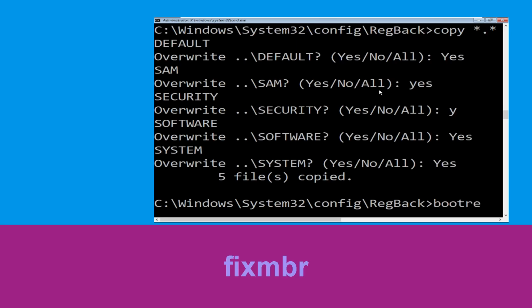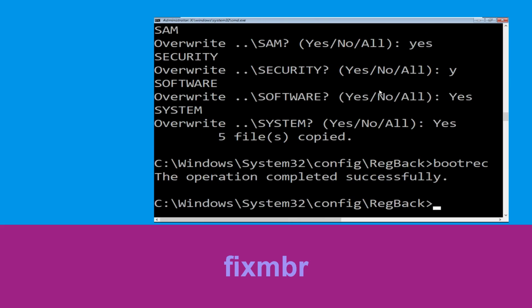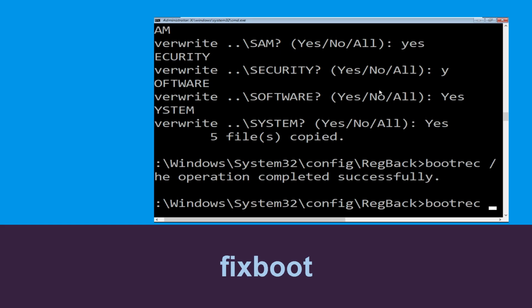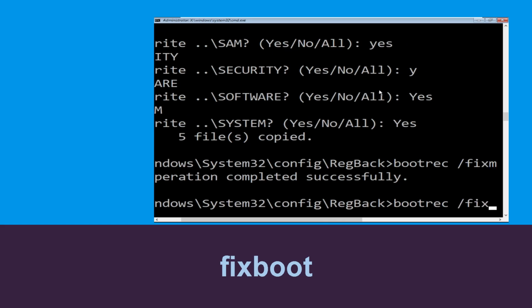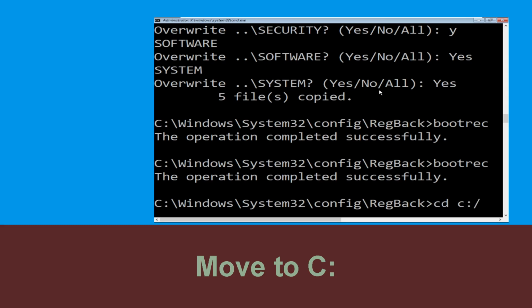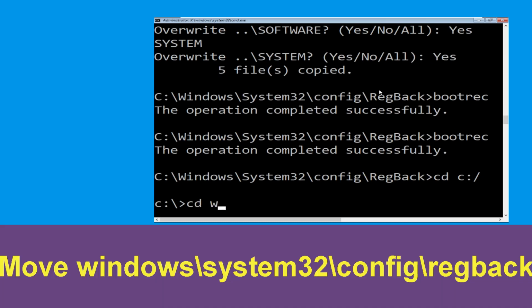Now type bootrec space /fixmbr and simply hit enter. Now type in bootrec space /fixboot and simply hit enter to execute the command. Now type in cd space c: / and simply hit enter to execute the command. Now type cd space windows /system32 /config /regback and hit enter to execute.